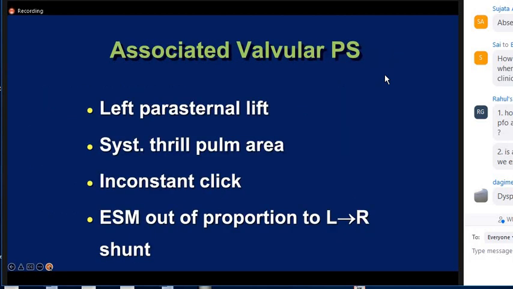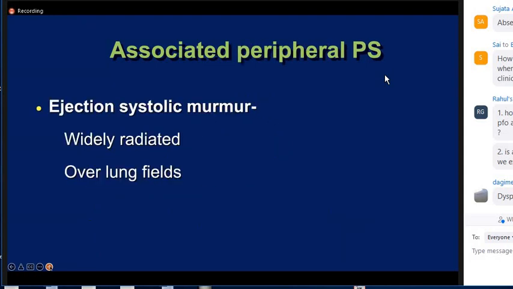Associated pulmonary stenosis: you will have a left parasternal heave, a systolic thrill over the pulmonary area, and an inconstant ejection click, which is very important. In the presence of a fixed wide split and an inconstant ejection click, you are going to diagnose that there is a pulmonary stenosis. If there is a flow murmur which is out of proportion and associated with a thrill, you should always consider a differential diagnosis of associated valvular PS in the presence of atrial septal defect.